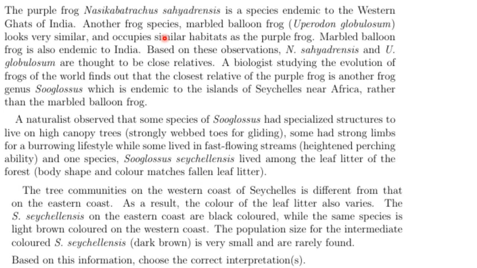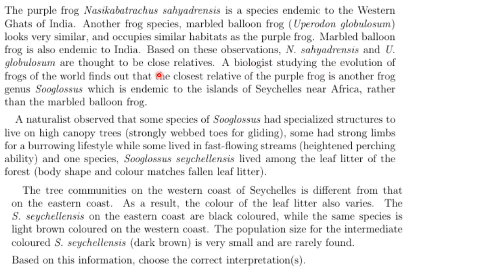Then next one. The purple frog Nasikabatrachus sahyadrensis is a species endemic to the Western Ghats of India. Another frog species, marbled balloon frog Uperodon globulosum, looks very similar and occupies similar habitat as the purple frog. Marbled balloon frog is also endemic to India. Based on these observations, Nasikabatrachus sahyadrensis and U. globulosum are thought to be close relatives.